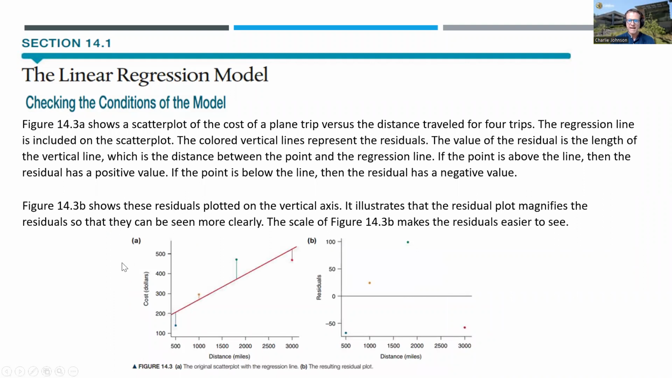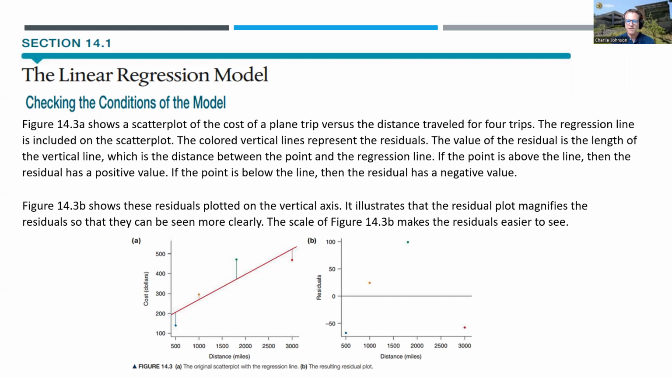Figure 14.3a shows a scatter plot of the cost of a plane trip versus the distance traveled for 4 trips. The regression line is included on the scatter plot. The colored vertical lines represent the residuals. The value of the residual is the length of the vertical line, which is the distance between the point and the regression line. If the point is above the line, then the residual has a positive value. If the point is below the line, then the residual has a negative value.